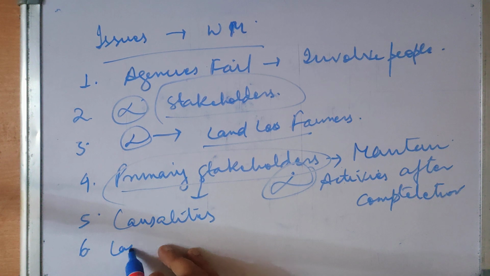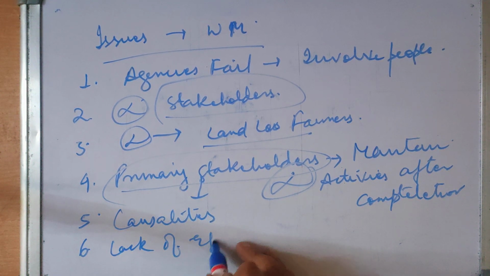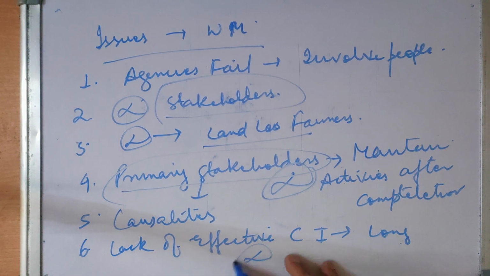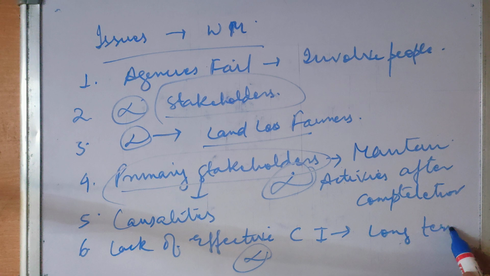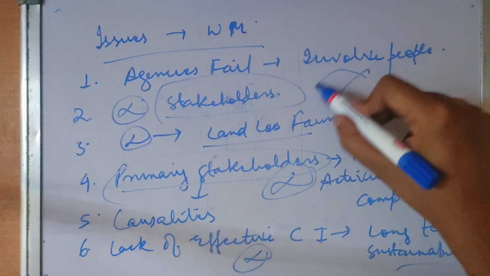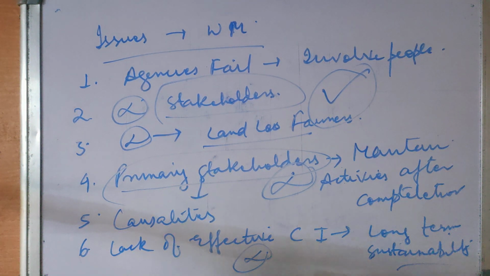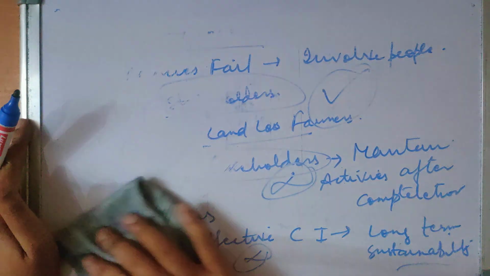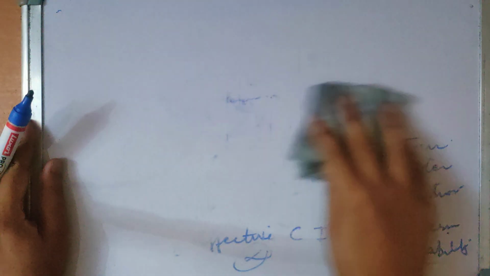And lack of effective community involvement for long-term sustainability. We are just seeing on-paper projects, but for long-term sustainability, we need to involve the community, involve the local people. The primary stakeholders need to be responsible so that the project keeps going.